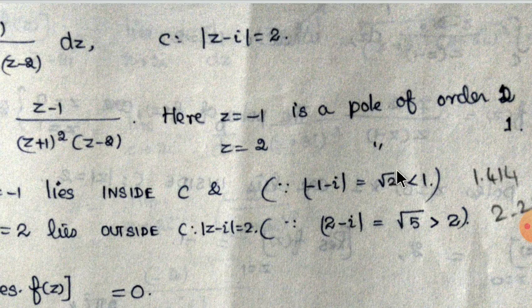Root 2 value is 1.414. It is less than 2, since the radius is 2 only, so it lies inside. When I substitute z is equal to 2 here, we get mod 2 minus i.